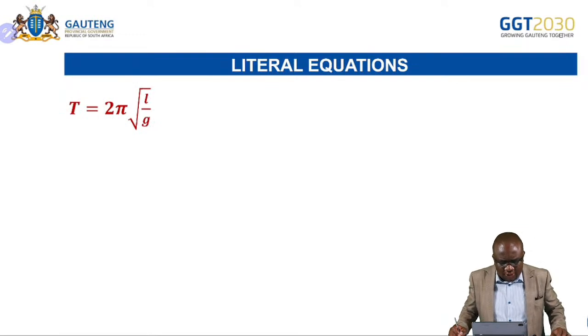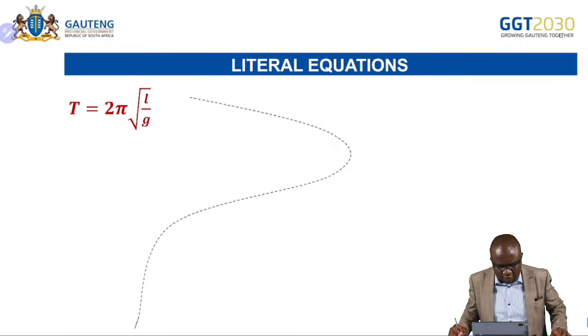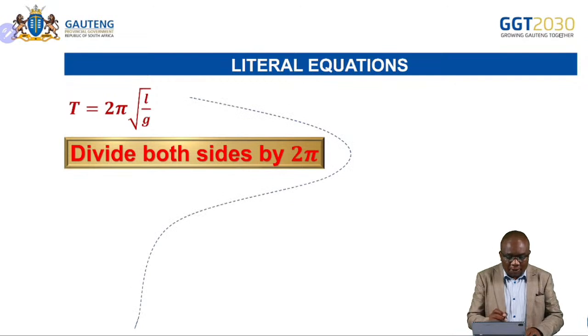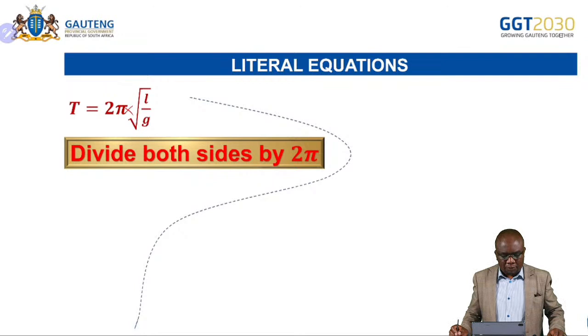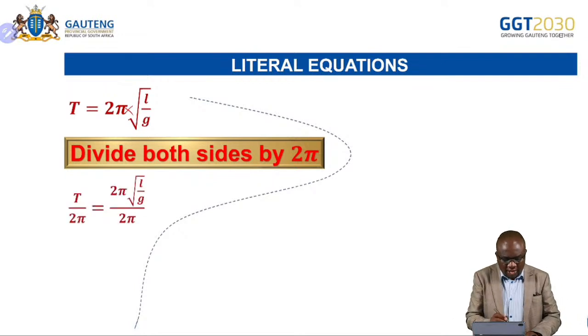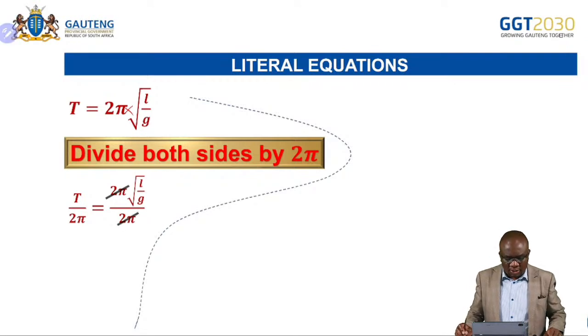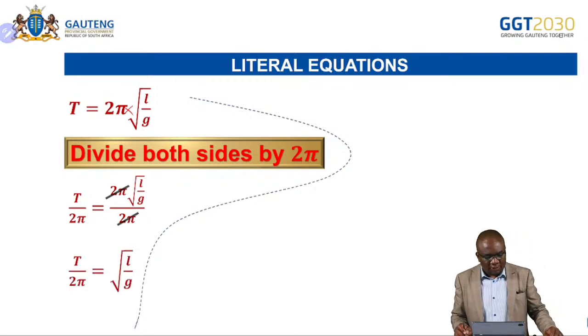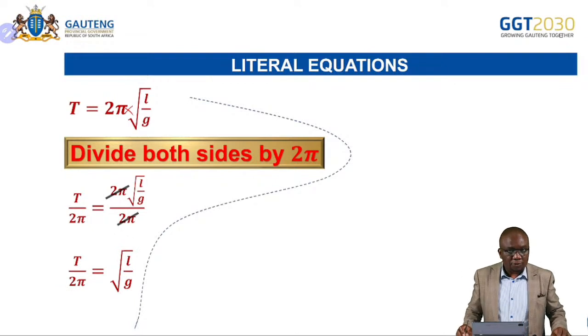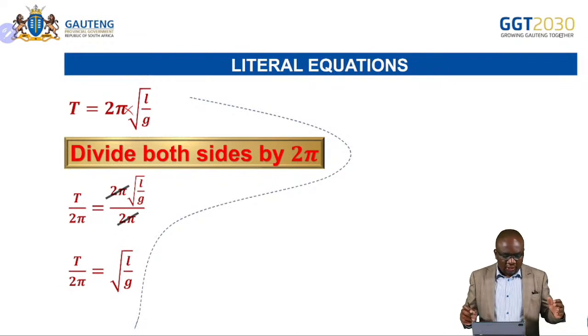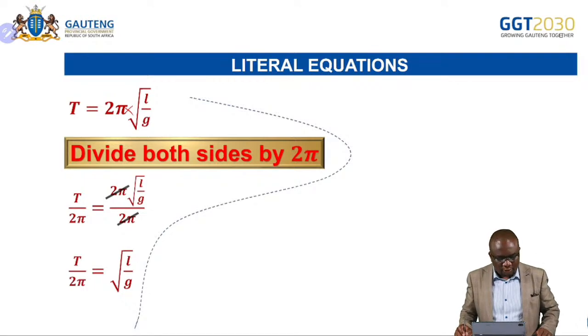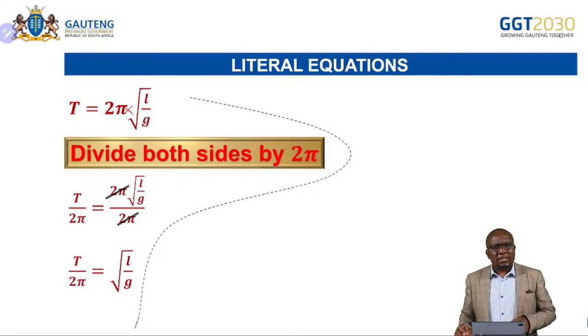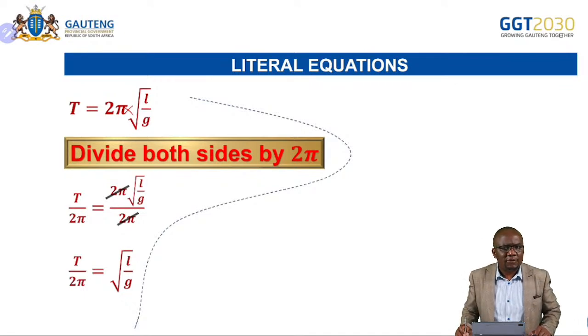So now we divide by 2 pi on both sides of the equation, because the operation here is multiplication. What do you get? 2 pi divided by 2 pi, you get 1. And then what do you remain with? We remain with square root of L over G is equal to T over 2 pi, or T over 2 pi is equals to square root of L over G. How do we get rid of the square root sign? Square both sides.